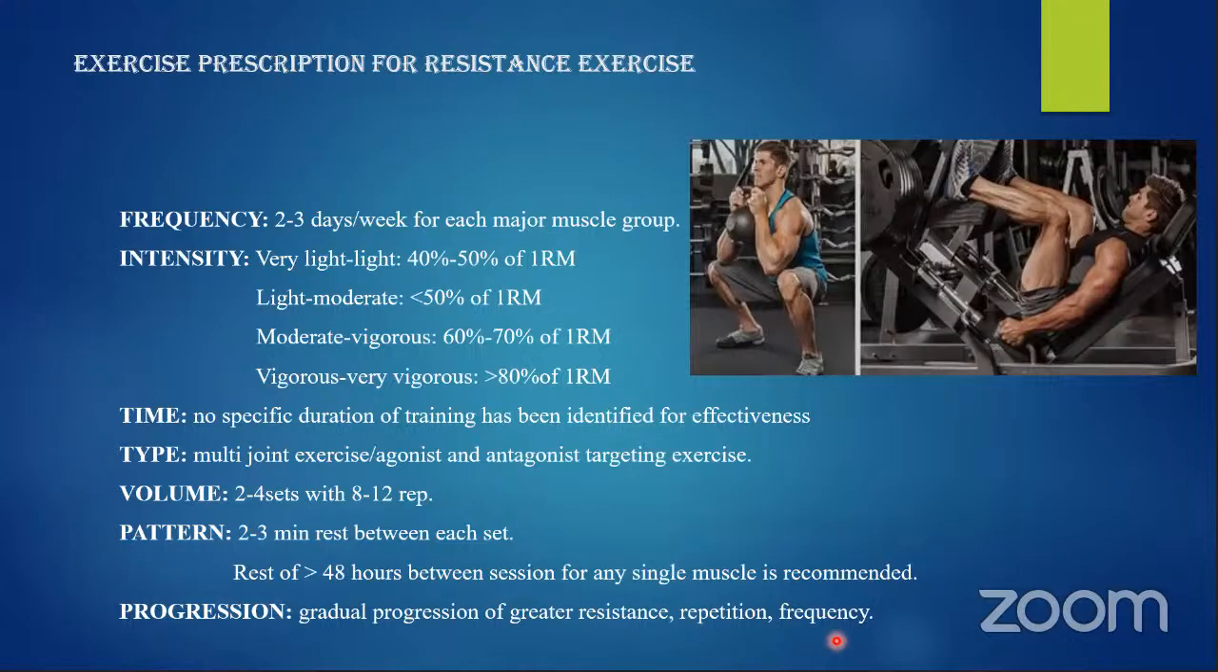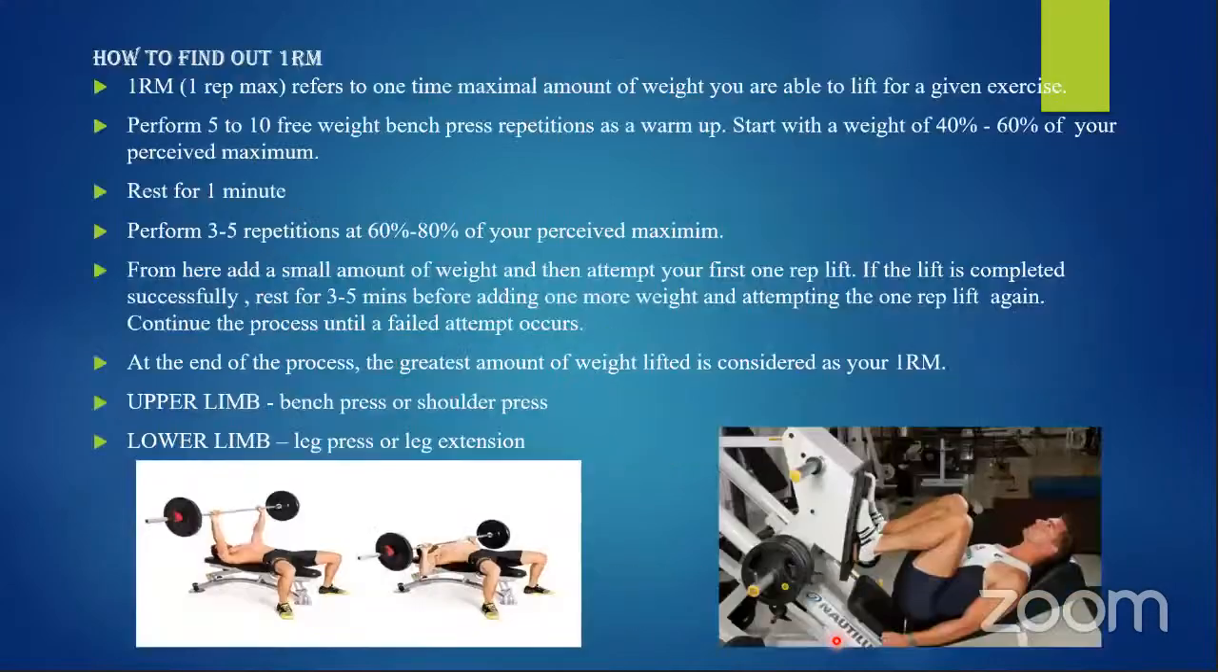Here comes how to find out 1 RM. 1 RM, that is 1 repetition maximum, refers to the maximum amount of weight that you can lift for a given exercise. In case of upper limb, bench press or shoulder press is used for determination of 1 RM, and in case of lower limb, leg press or leg extension is used. This picture is bench press and this is leg press.